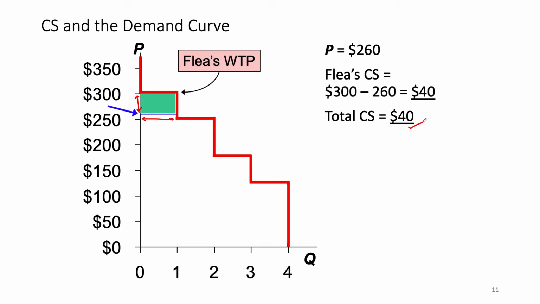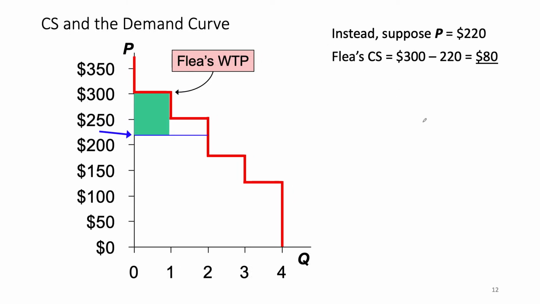Straightforward. It's a very intuitive idea, consumer surplus, just looking at the difference between willingness to pay and the price that's actually charged. Okay. So what happens if the price instead of being 260 is at 220? So if the price is set to 220, the blue line here represents $220. Now, two things happen. First, Flea is still in the market. Flea's willingness to pay is 300, but now the asking price is only 220, so his consumer surplus goes up.